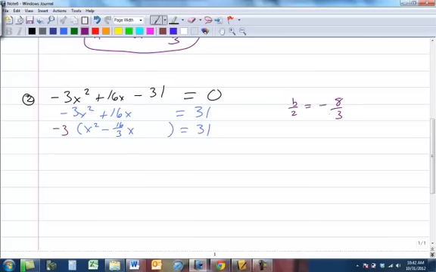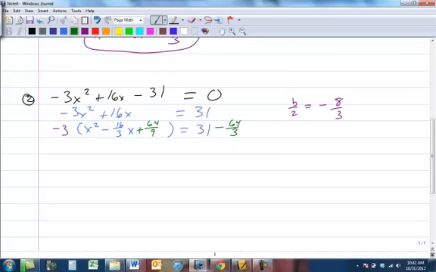Square that. So we're going to add 64/9 inside the parentheses. But how much am I going to add to this side? I'm actually going to subtract 64/3, right? Because I had to do this negative 3 times that is what I actually added to both sides.